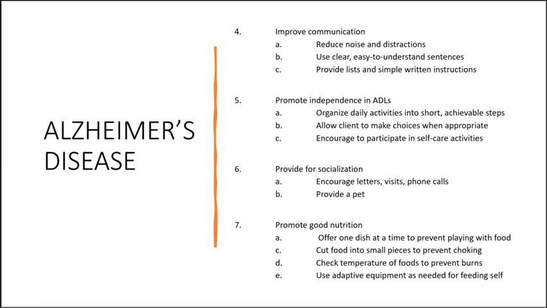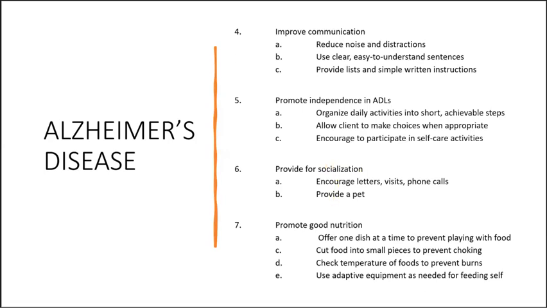Promote independence. You don't want the client dependent on you, especially in activities of daily living. You could organize daily activities into short, achievable steps and allow the client to make choices when appropriate. You want to encourage him as much as possible to participate in self-care activities. Also provide for socialization, encourage letters, visits, phone calls, at least one or two persons at a time. You don't want to give him so much information to process at the same time or too many visitors. You can also provide a pet for this client.